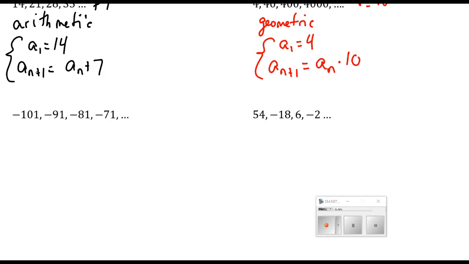Now in these 2 examples, I used the n plus 1 and the n notation. In these next 2 examples, I'm going to use the n and the n minus 1 notation. Doesn't matter which one you use, you just need to pick a notation and stick with it.